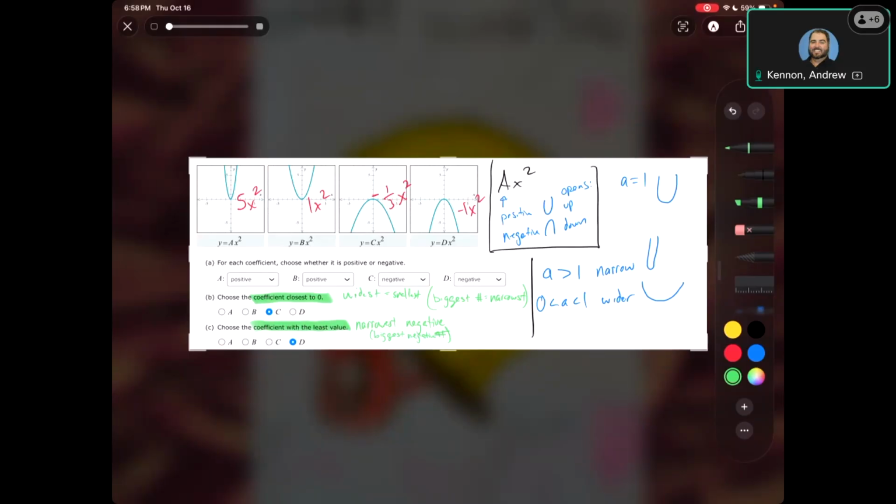The greatest value, if we want to write that, would be the narrowest positive, which is the biggest positive number. I think that probably covers everything that that question asked. All right.